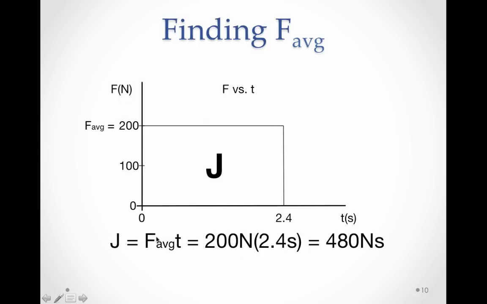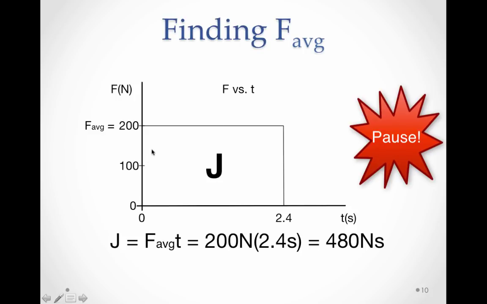Therefore, the average force is the 200 newtons times the 2.4 second interval that we averaged it over, and that's 480 newton seconds. So again, if we calculated the area here, that would be base times height. 2.4 times a height of 200 would calculate that whole area under here. So impulse is the area under the force versus time plot.